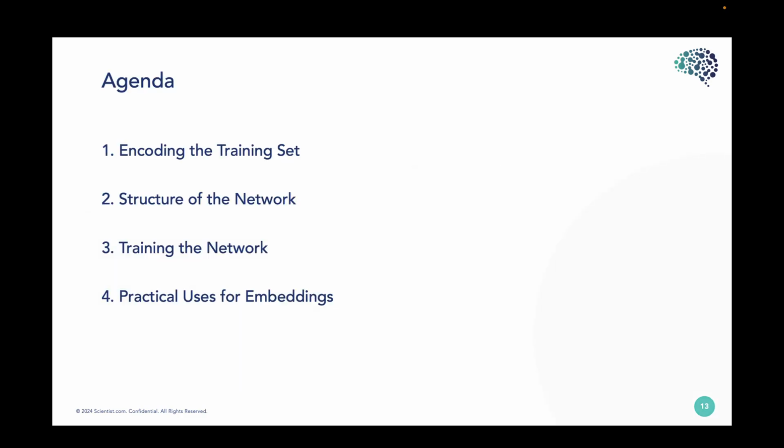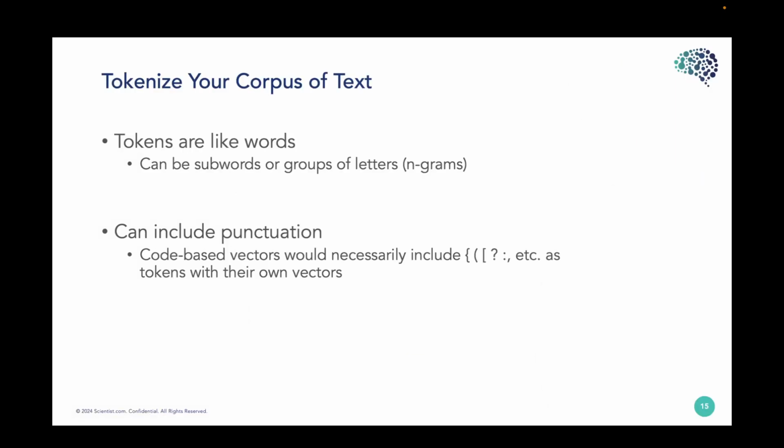So here's our agenda. It's very similar to when we trained our network for tic-tac-toe. We have to encode our training set. We have to decide on the structure of our network, and some of that is defined by our training set. We're going to train our network, and then we're going to talk about some of the practical uses for the embeddings that result from it. So first, let's encode the training set. What you're going to start out with is a big corpus of text, just as much text as you can get your hands on, right?